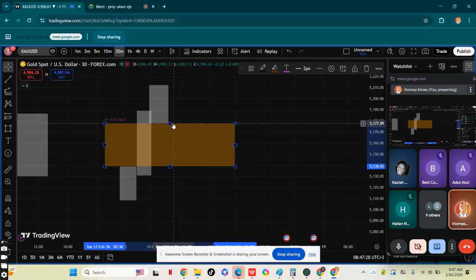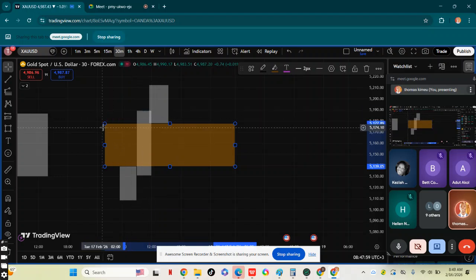So when we are looking at these fair value gaps, we want to look at what they do, what impact we get when a fair value gap is formed. That's what I want us to look at. Most of the time, the fair value gaps do reverse the market.